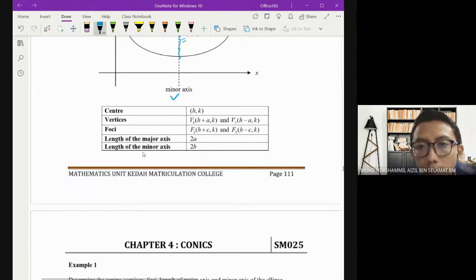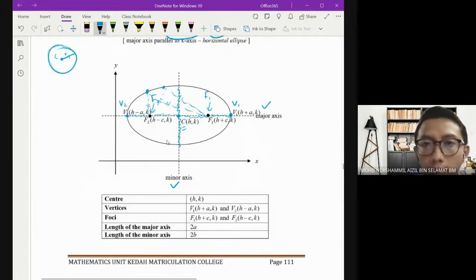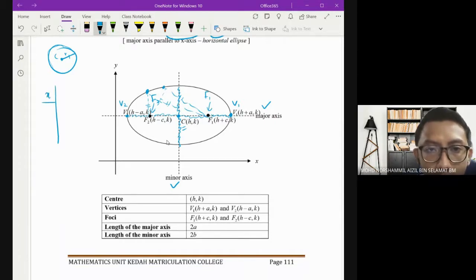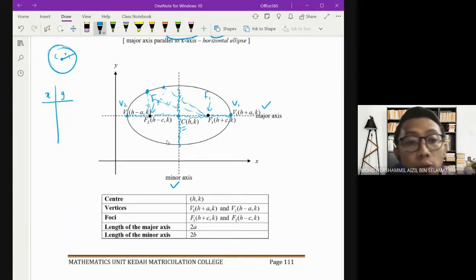Yang ni tak payah tengok dulu, sebab you tengok ni, you akan struggle dengan formula dia. One more thing that we need to understand is this part. Dia ada 5 variable guys. We have 5 unknowns to be obtained in ellipse. Kalau circle kita ada 3 sahaja, sama ada HKR ataupun GFC, kalau masih ingat lagi. But for ellipse, we have 5 unknowns to obtain.